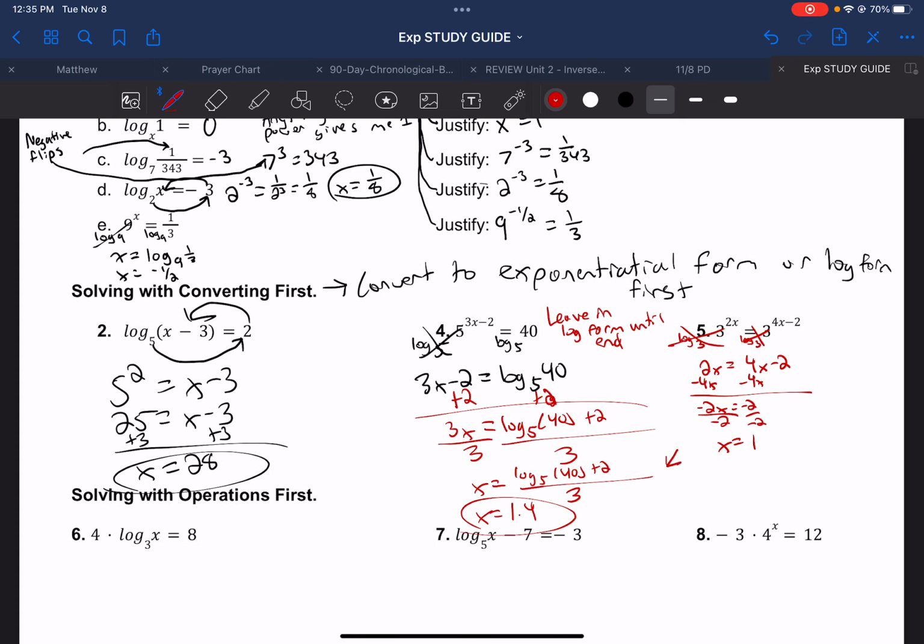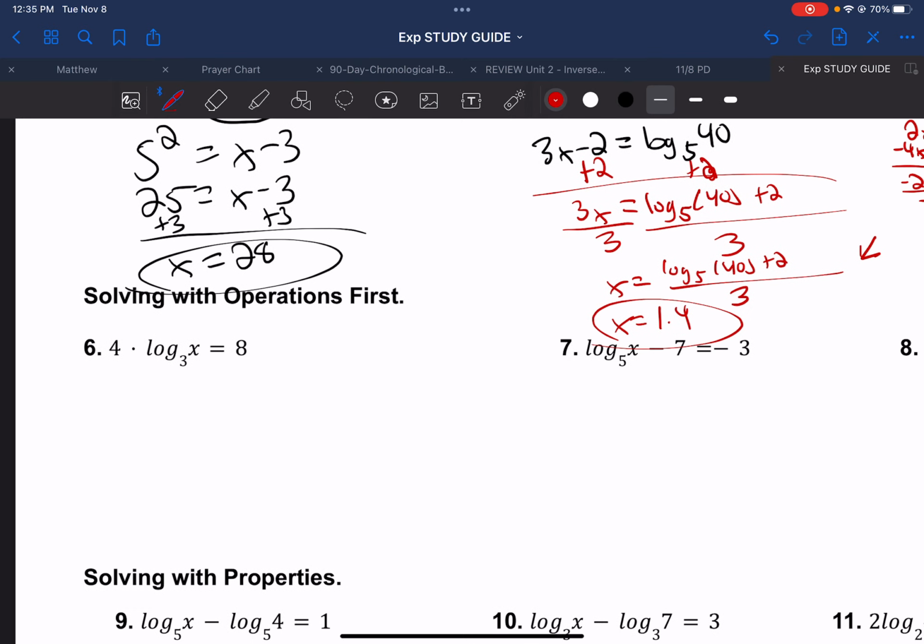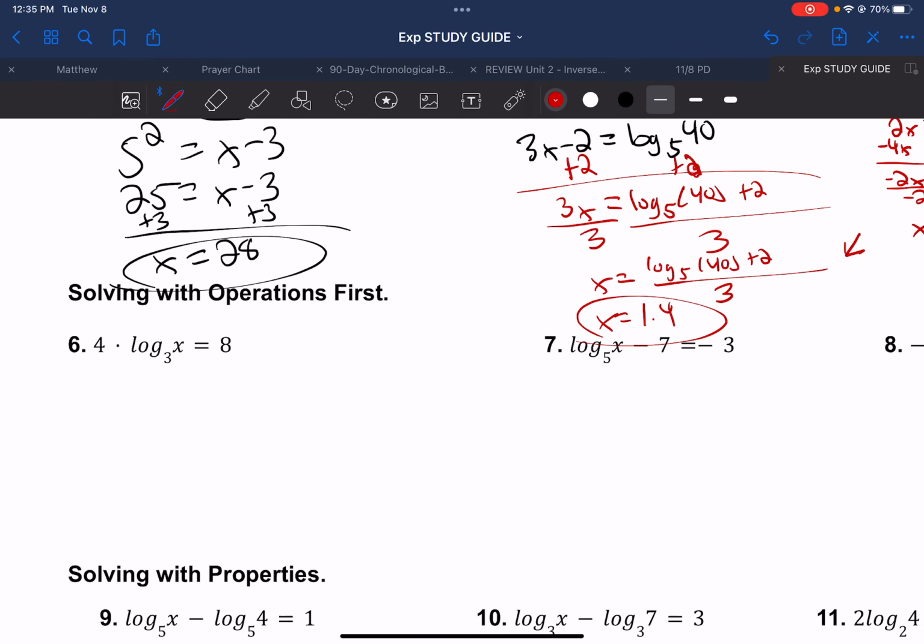Okay, so that's that section. When you're converting first, you need to just switch between exponential or log form. On this section, you need to use operations. So basically, get the log by itself. So that's what you're trying to do. You're trying to get the log by itself first.